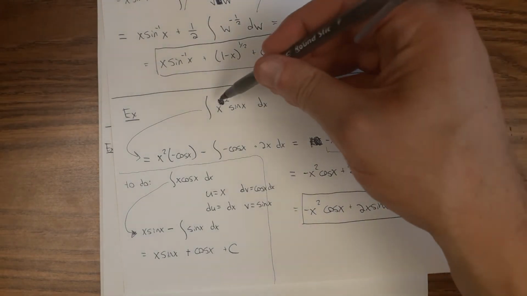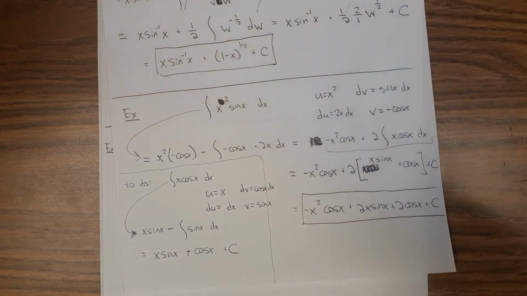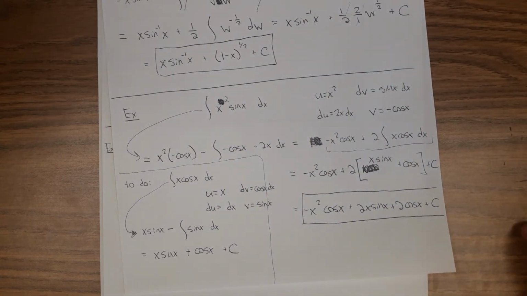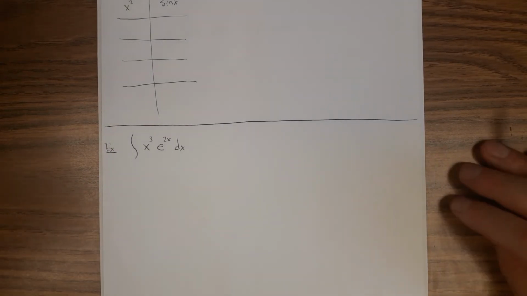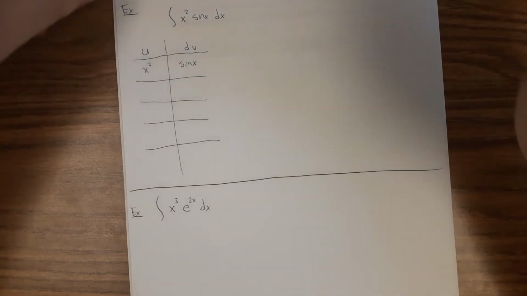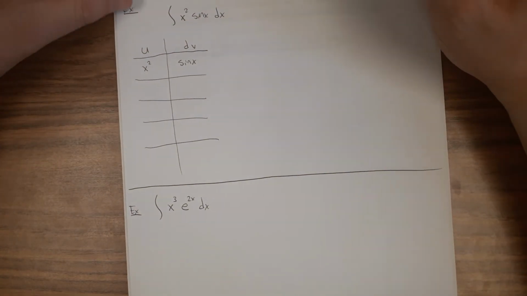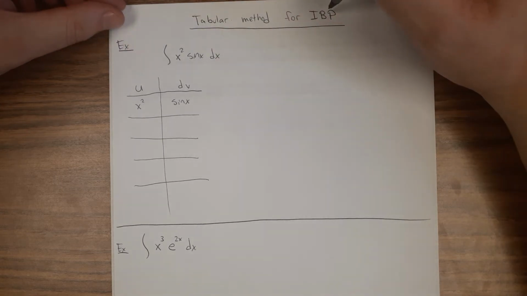So because this was an x squared, we had to do integration by parts twice. But if you see x to the 10th sine x, you're going to have to do integration by parts 10 times. I'm not really going to make you do one like that, but it can happen. So let me show you the quicker way. This is called the tabular method for integration by parts.